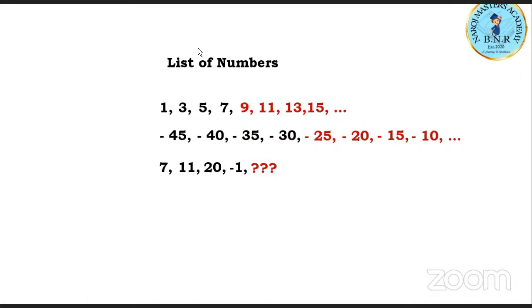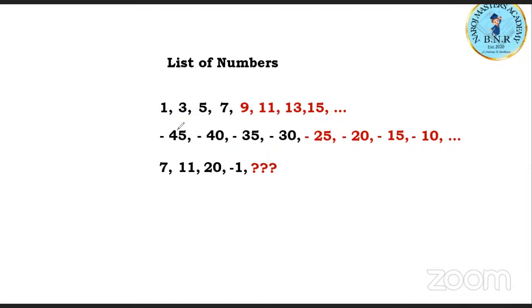If you see the first list, 1, 2 is missing, 3 is there, 4 is missing, 5 is there. Means all odd numbers are there here. Is it right? So one after another number, it leaves the even number and then takes the next odd number. All odd numbers are there. We can say it is a pattern, a system, a set of odd numbers.